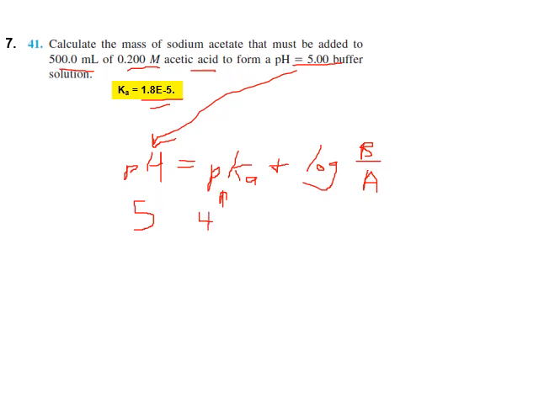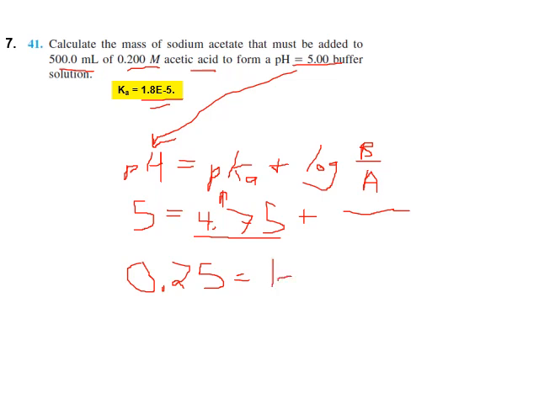So what that's telling us is that if we subtract 4.75 from both sides of this equation, now this is an equation, and then we've got this other stuff over here, which I'm not going to rewrite. We've got plus log of B over A. If we subtract this value right here from both sides, we're going to get 0.25 on the left equals the log of B over A.